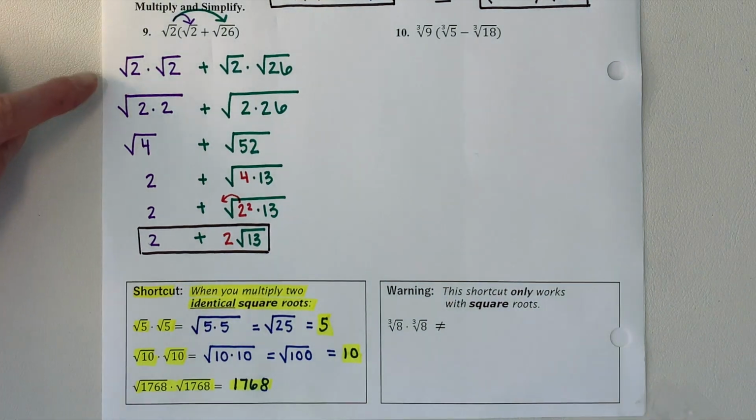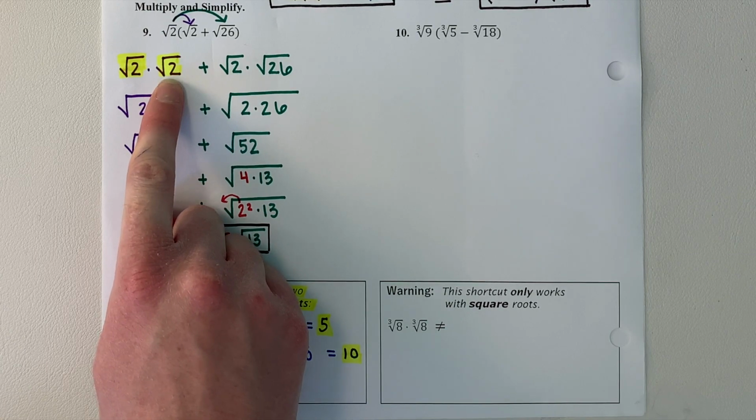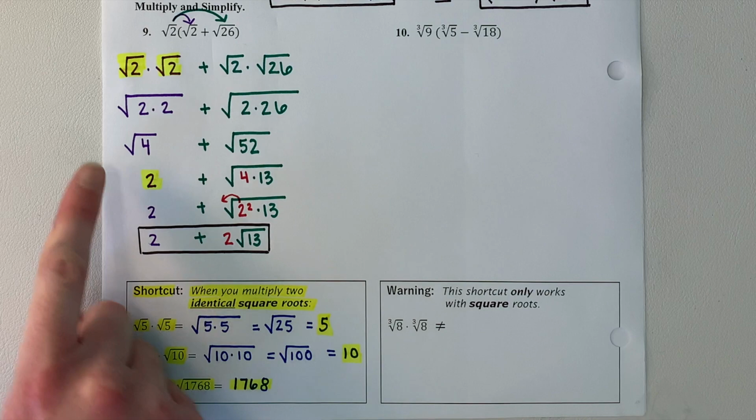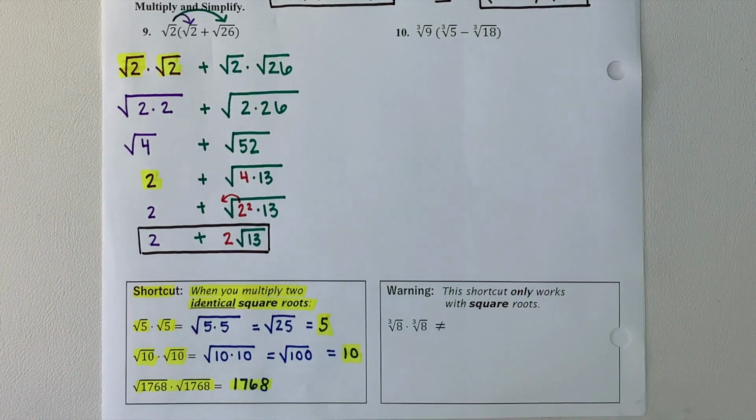So we could have used the shortcut up here. Notice we were multiplying two identical square roots here, and so the square root of 2 times the square root of 2 is just equal to 2. We could have jumped from this step to this step without having to go through these intermediary steps.